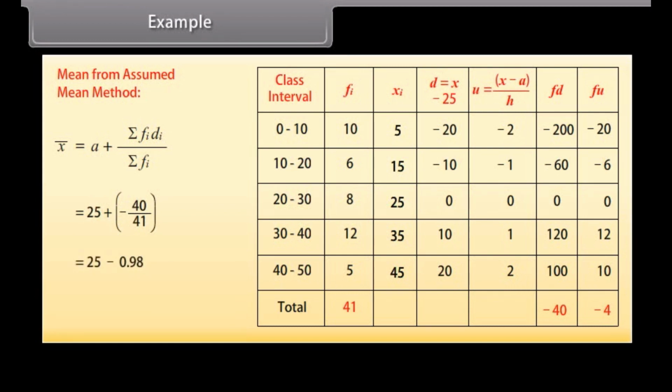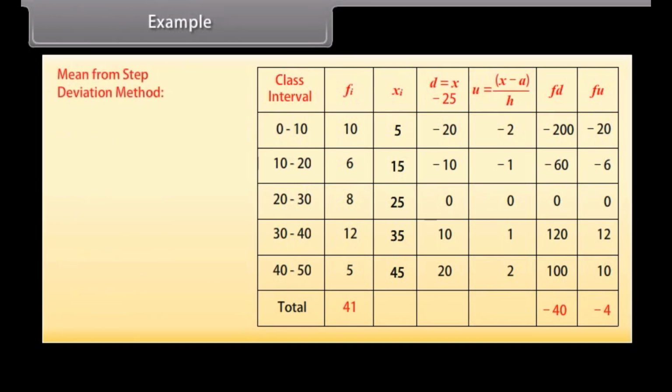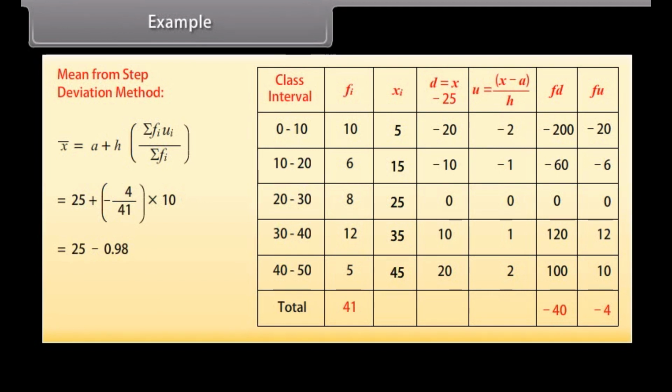25 minus 0.98, 24.02. After this, we find the mean using step deviation method by using the formula: assumed mean plus h multiplied by summation of the product of fi and ui divided by summation of fi. 25 plus minus 4 by 41 multiplied by 10. 25 minus 0.98, 24.02.